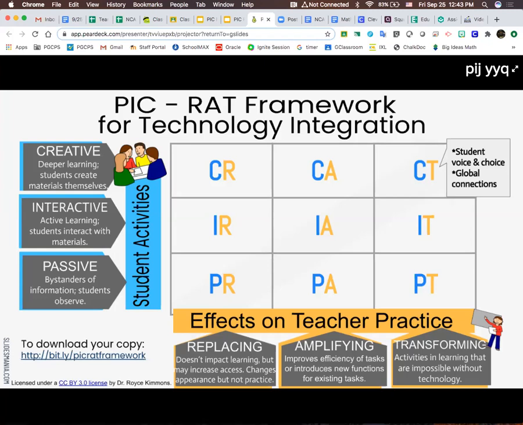So the reason why the county went to this model is really because this is the main model that shows not only how the students are interacting with the technology, but also what the teachers' practices are.